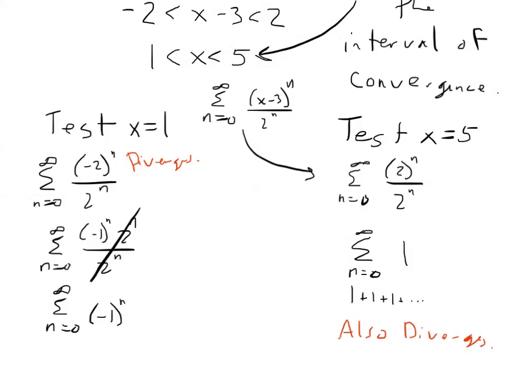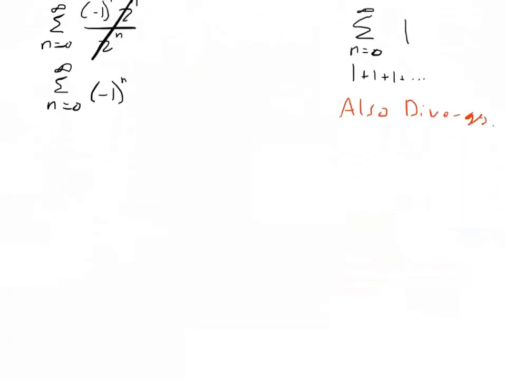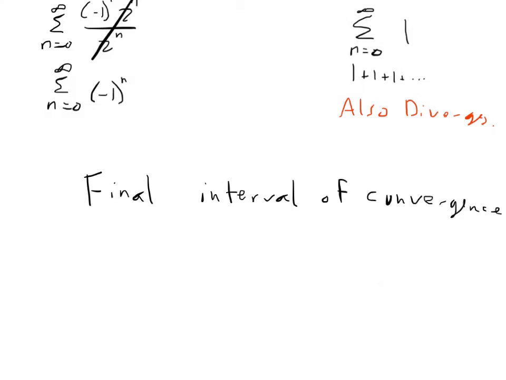Since that diverges, my final interval of convergence is 1 less than x less than 5, or sometimes we'll write it in interval notation as (1, 5). This video is really long at this point, and I feel like I need to cut it short. I feel like I need to give you one more example, so I'm sorry it's going to be long, but I'll put that in another video so that we can stop this one now.